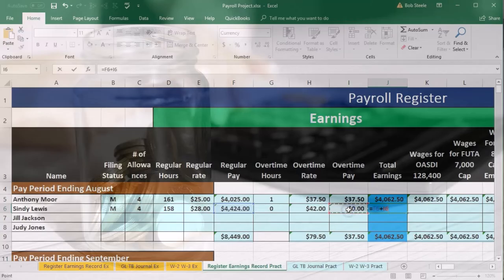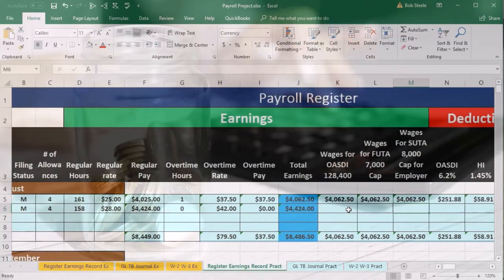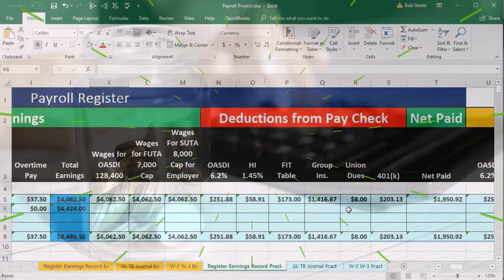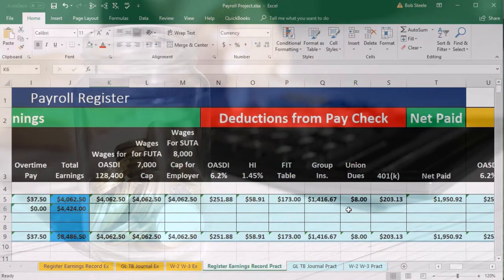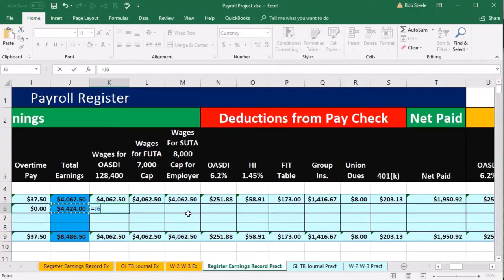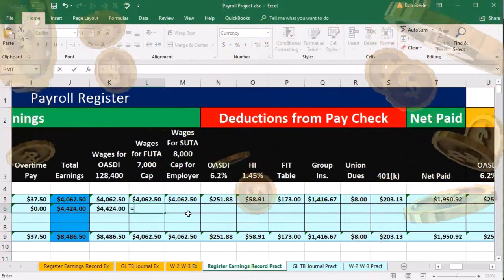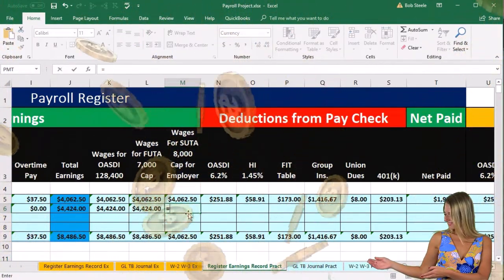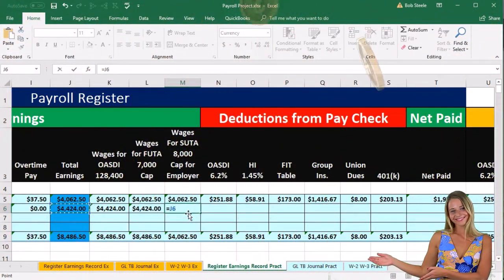plus this zero, tab. Now we're going to get to those wages for OASDI, Social Security, wages for FUTA, Federal Unemployment, and wages for SUTA, State Unemployment. They're all the same right now because no one has hit these caps yet, but they will next time. So we have to be in good practice and make sure that we're doing everything so that the system will be the same when these become relevant. So in K6, this just equals this 4,424. In L6, this just equals the same 4,424 for FUTA. In M6, this just equals that same 4,424 for SUTA.